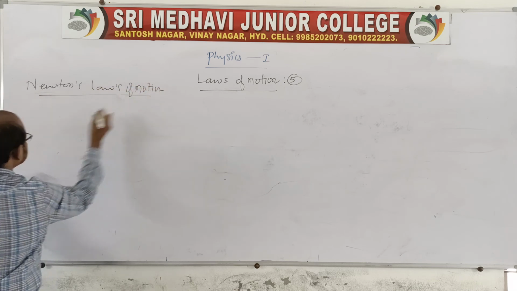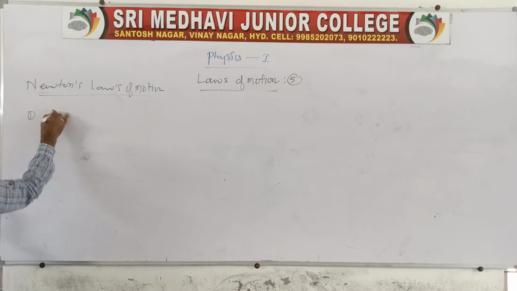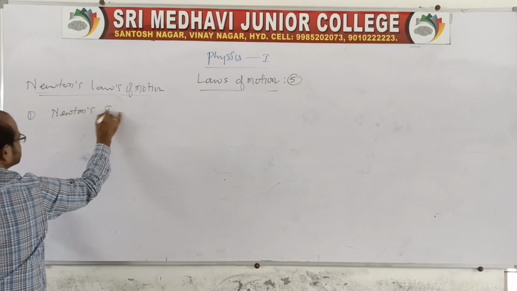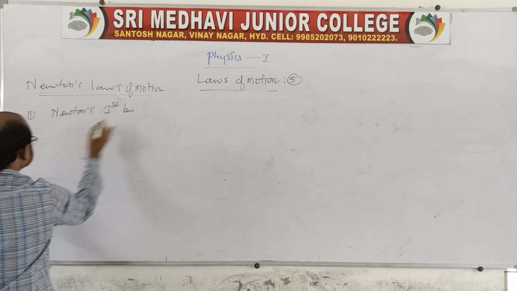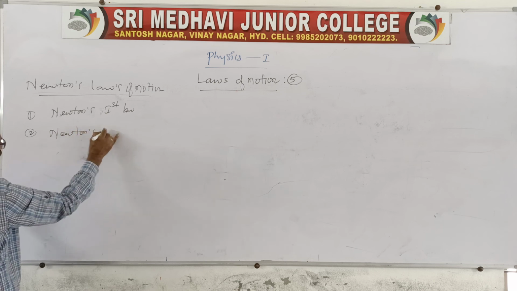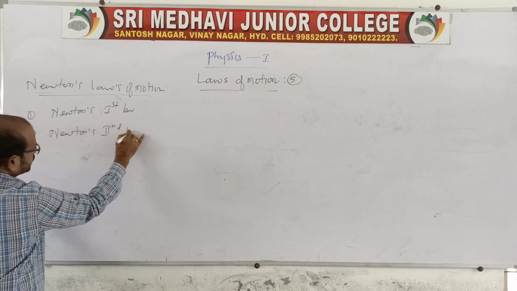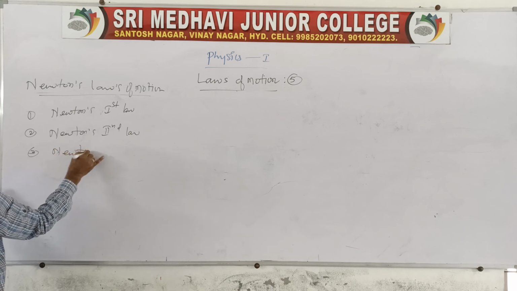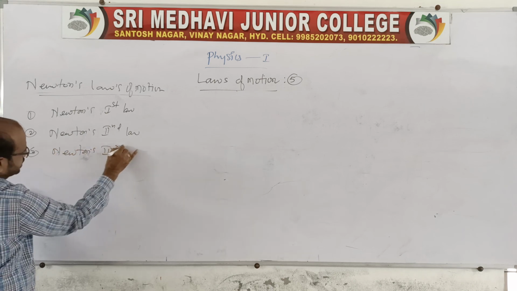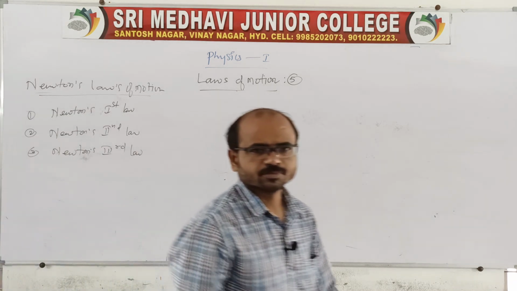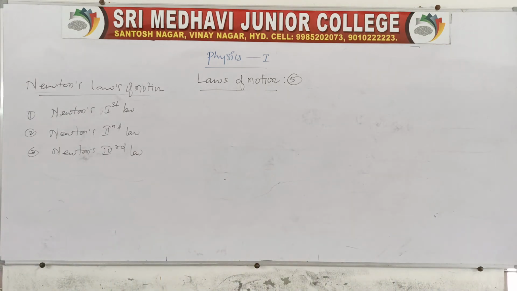Then here you write first, Newton's first law, and second, Newton's second law, and third, Newton's third law. So these are the three related to the laws of motion: Newton's first law, Newton's second law, Newton's third law.